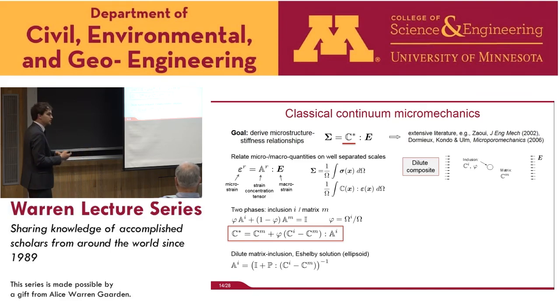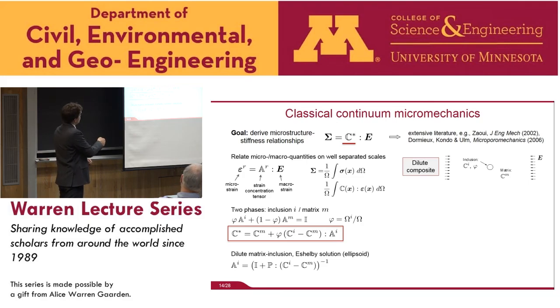strain concentration tensor. If we assume that certain conditions are given, such as perfect bond between microstructural components, small deformation, and a certain geometry of your inclusions, then we can find explicit analytical expressions for these strain concentration tensors. This P here is intimately related to the relatively famous Eshelby solution. These analytical expressions give us tools to connect different microstructural levels. For example, we can focus on the so-called dilute composite case.